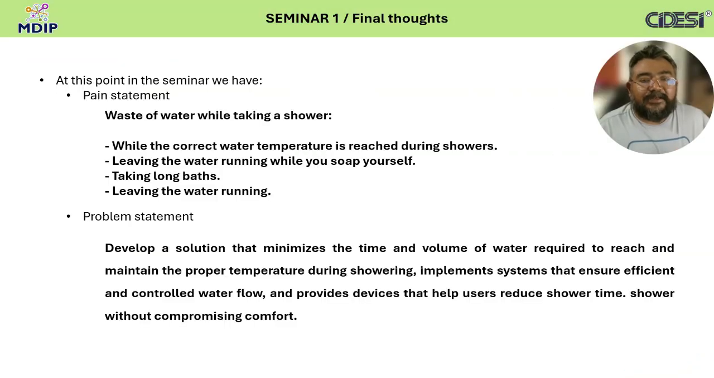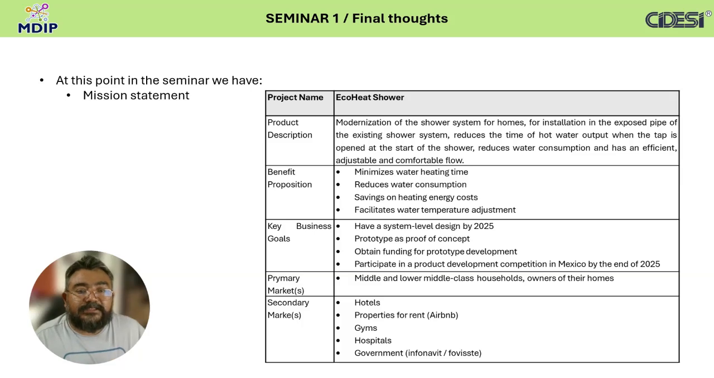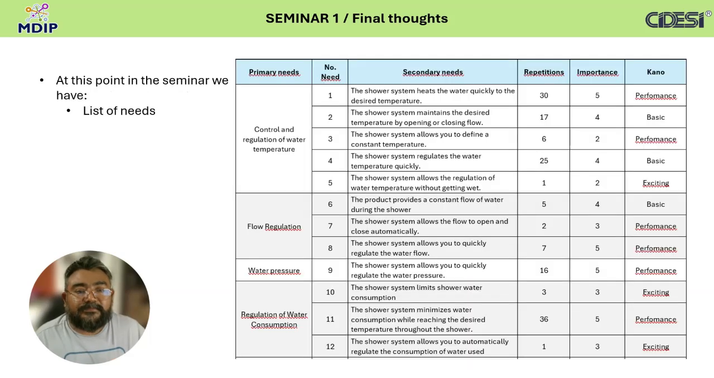At this point in the seminar, we have a pain statement that helps us remember what pain we are addressing, a problem statement that will help us have a guide on the solution to implement for the development of the product, a mission statement that helps us remember what we want from the product and the benefit for which our product will be purchased by the market we are serving, and a list of needs that will allow us to make comparisons with other existing products, as well as create metrics and specifications.